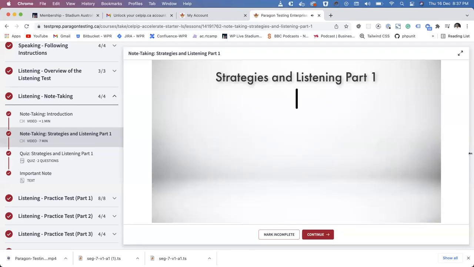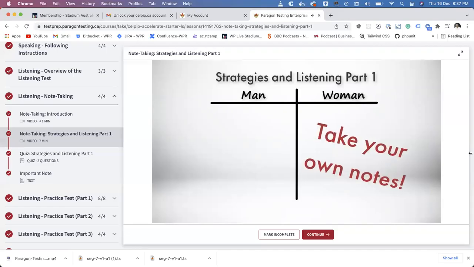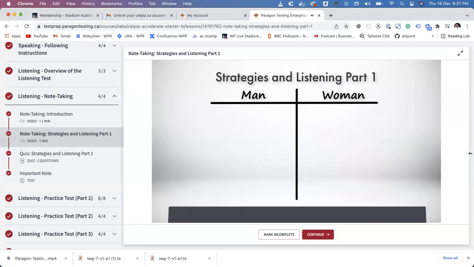Now let's listen to the next section of the conversation. This time, I won't make any notes during the audio. Instead, try to make your own notes on a piece of paper. After the audio is finished, we'll compare. Ready to begin?